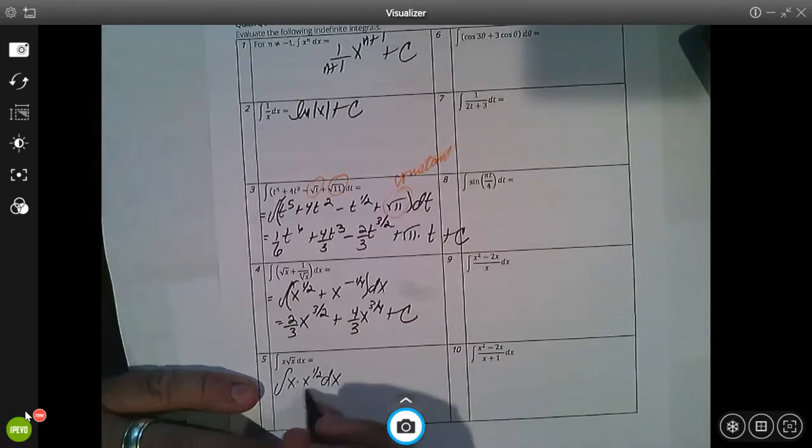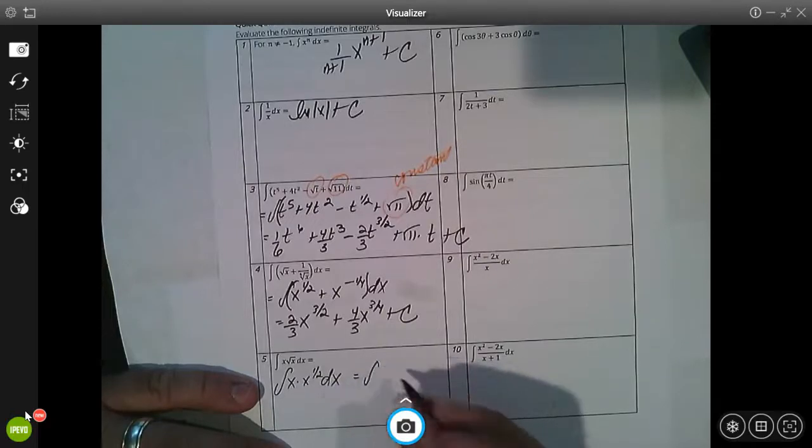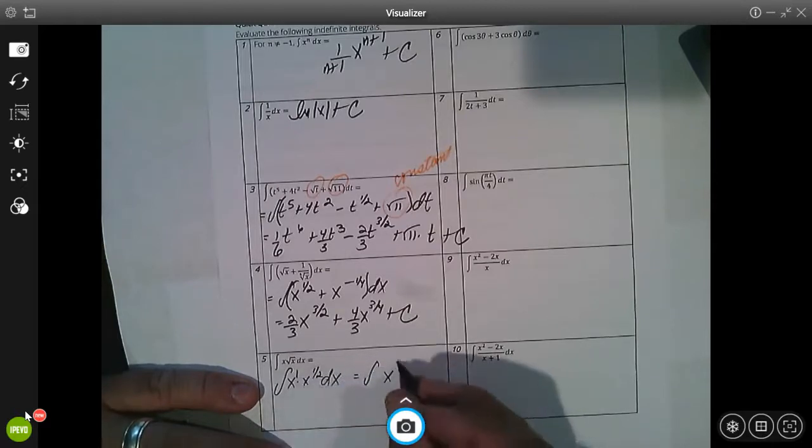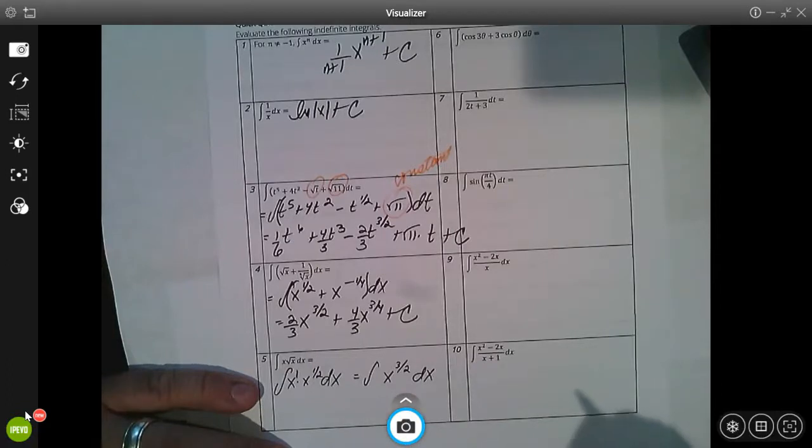When you're multiplying, what happens when the bases are the same? You can add the exponents. So what are the exponents? This is x to the 1st power times x to the half. That becomes x to the 3/2 power.